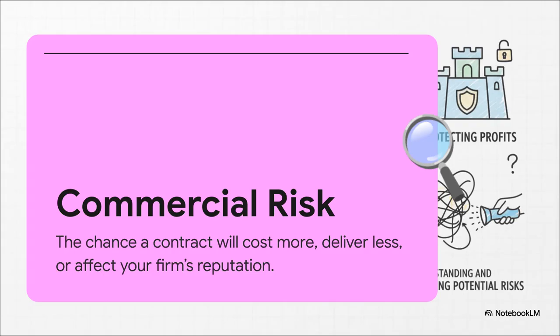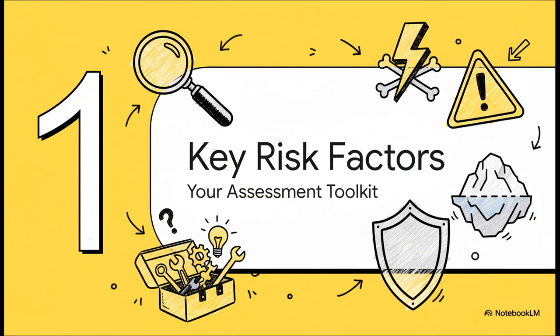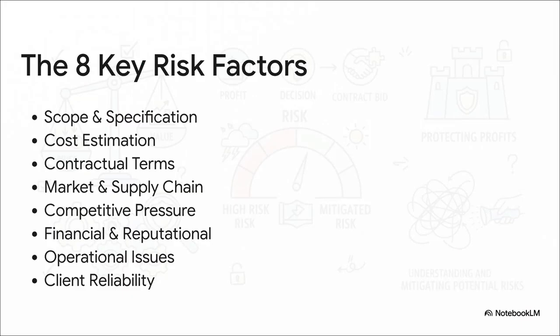So what exactly are we mapping here? At its heart, commercial risk is just the chance that a contract goes sideways. It could cost you more than you planned, deliver less than you promised, or, worst of all, damage your company's good name. It's that gap between the dream project you bid on and the nightmare it could become. Okay, so we know what it is, but how do you actually spot it before it's too late? Let's build out your assessment toolkit and break down the key risk factors you absolutely have to have on your radar. These are the big 8.